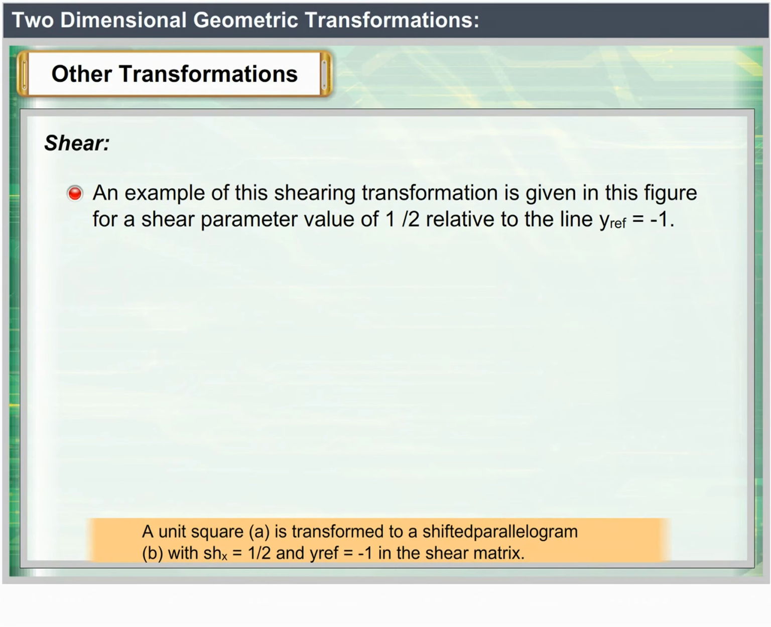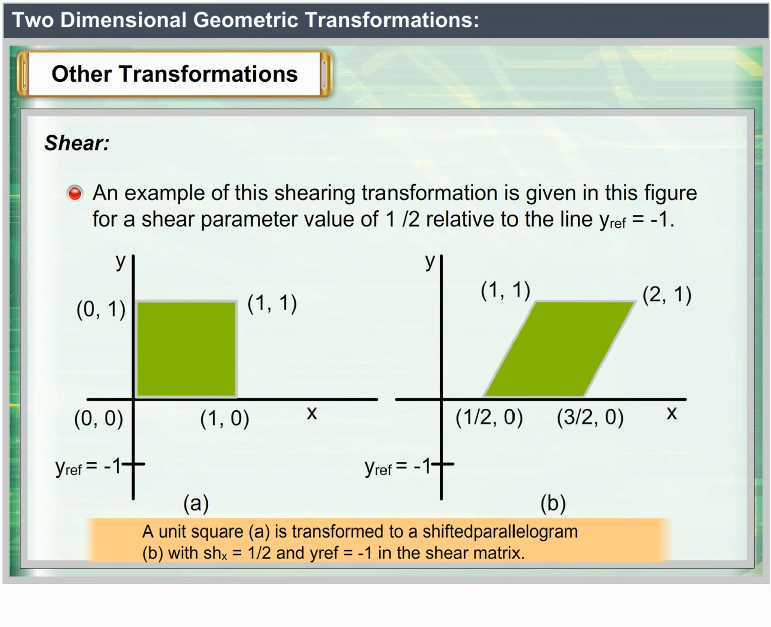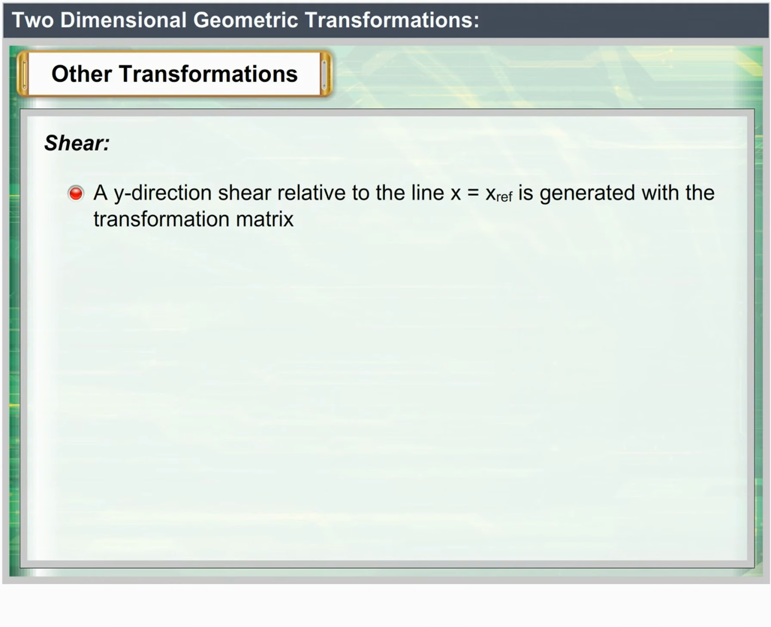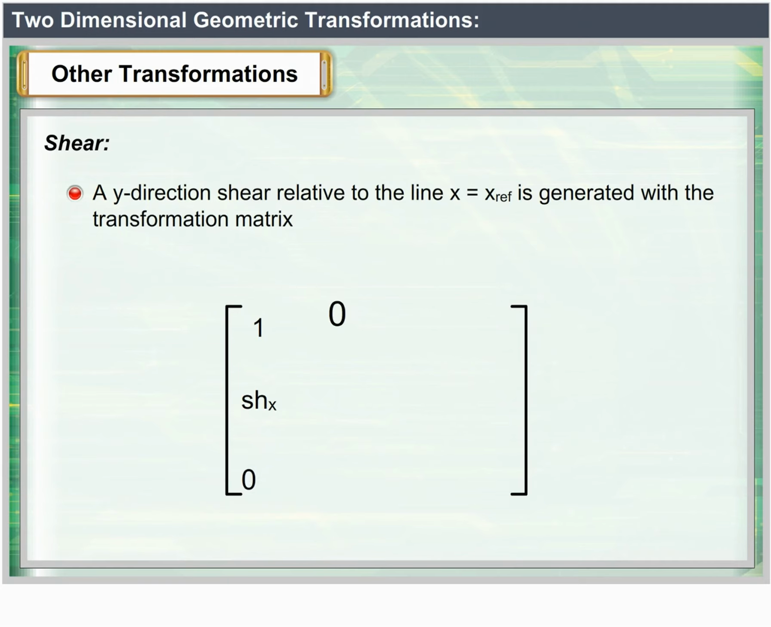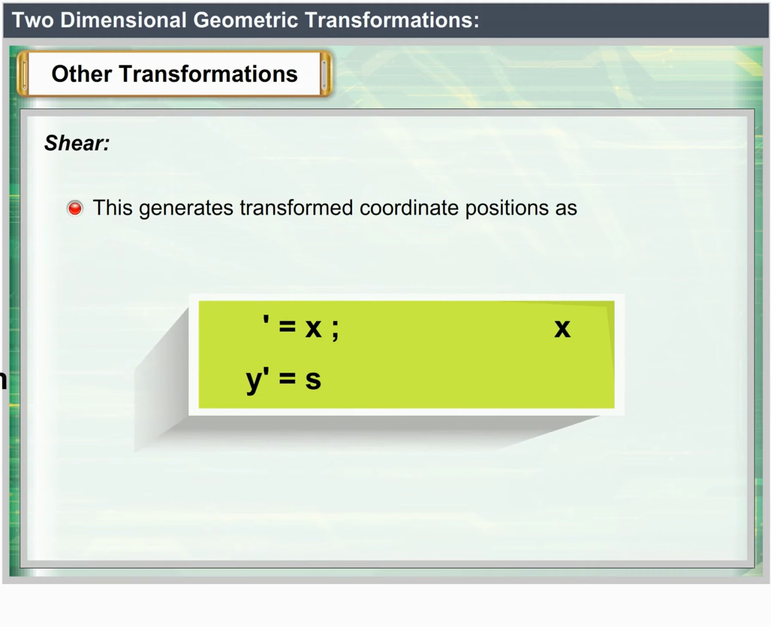A y-direction shear relative to the line x equals x ref is generated with the transformation matrix as shown below. This generates the transformed coordinate positions as x dash equals x, y dash equals shy times x minus x ref plus y. This transformation shifts a coordinate position vertically by an amount proportional to its distance from the reference line x equals x ref.